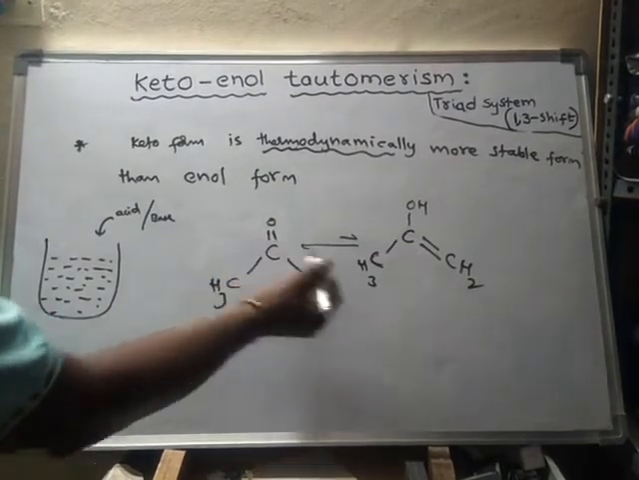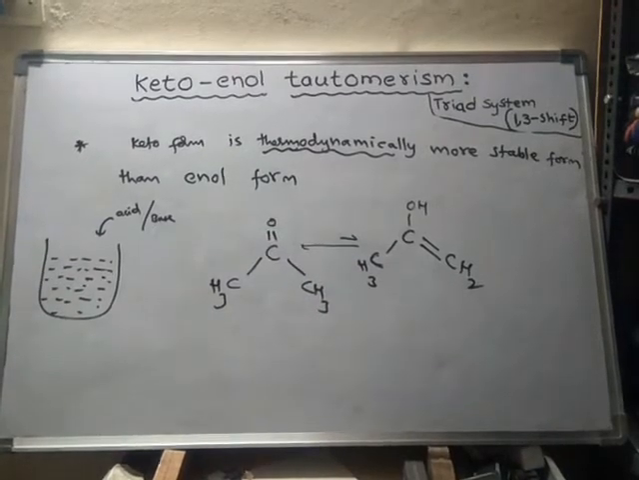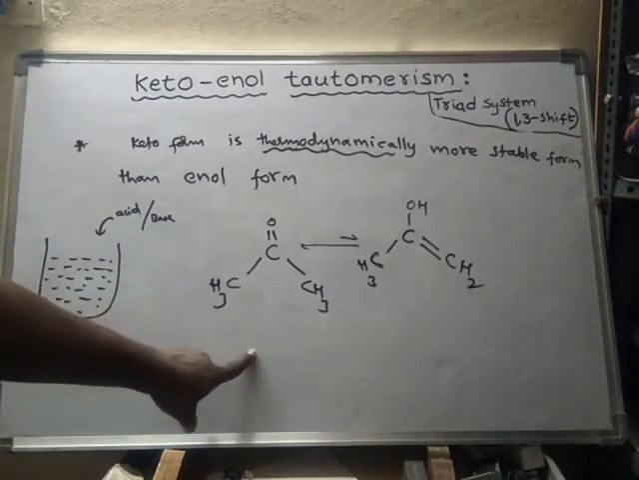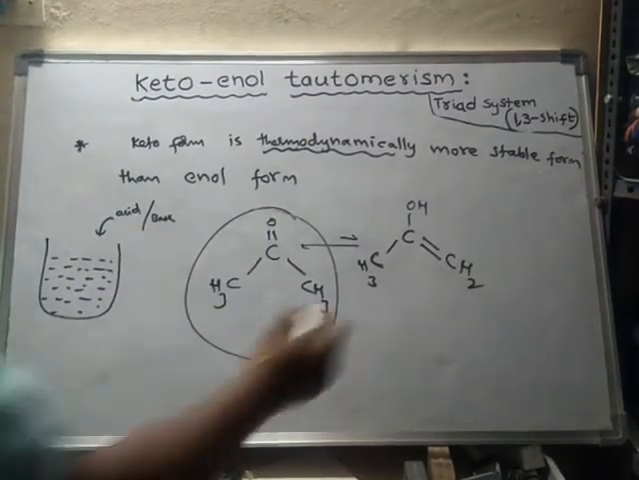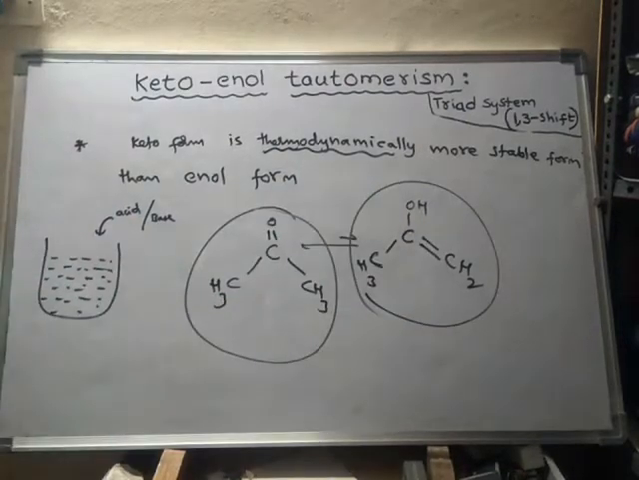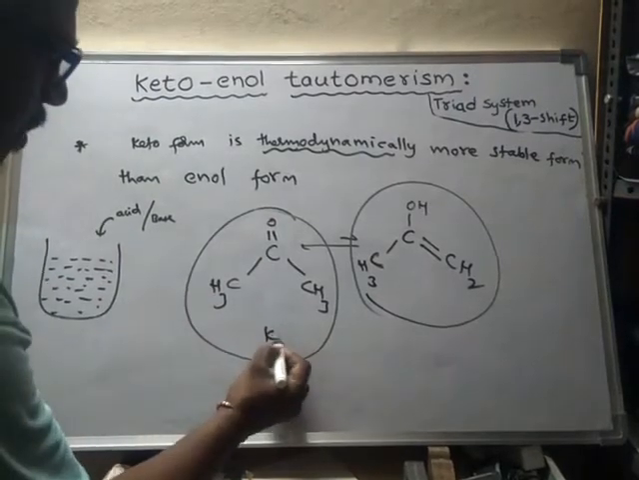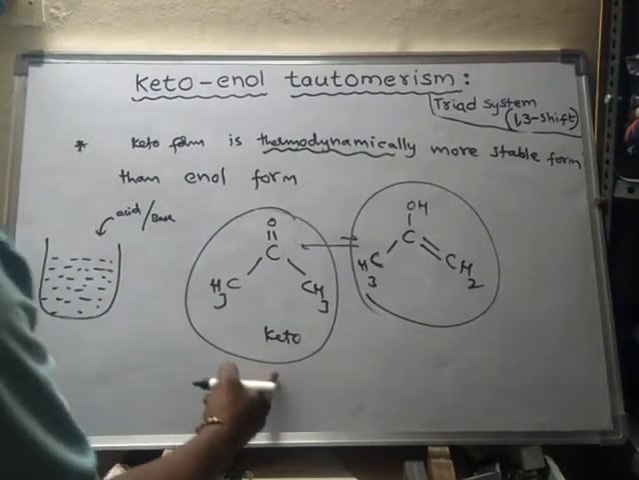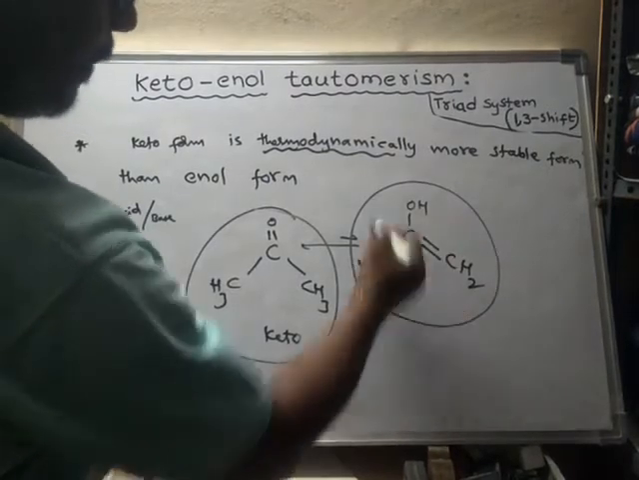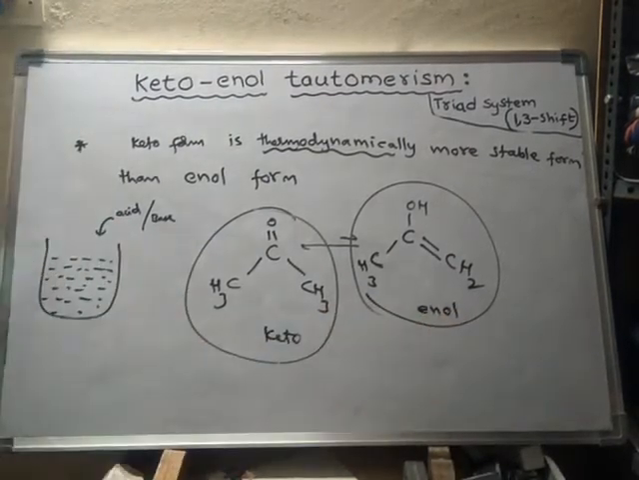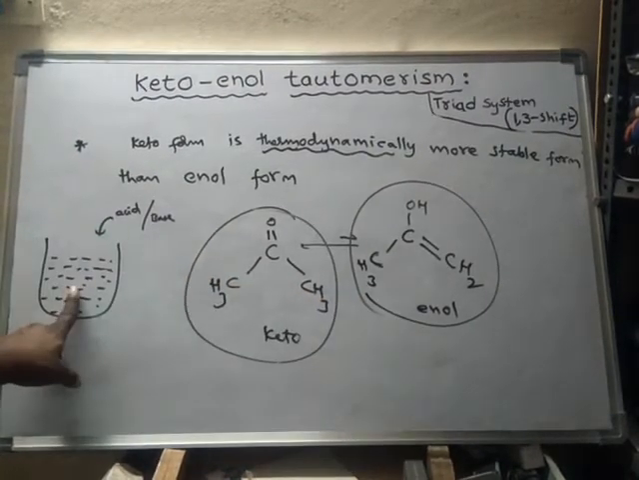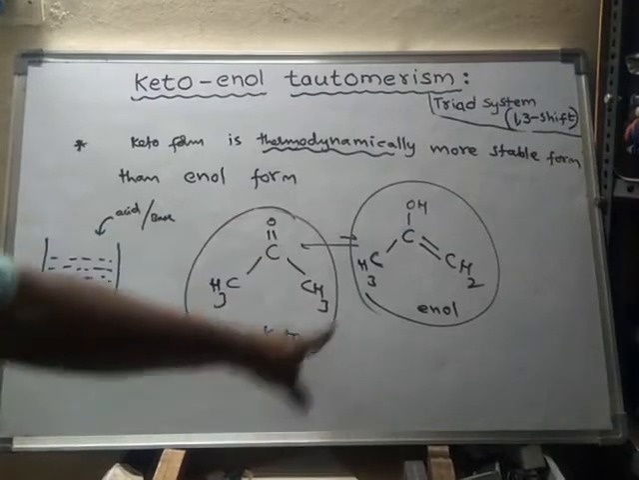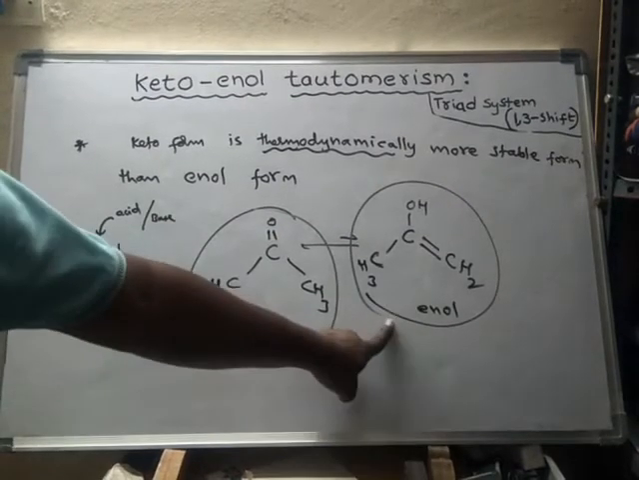So that is why the arrow marks are shown in different ways. Look here in this liquid. The percentage of this one is more when compared to the percentage of this one. The percentage of the compound in this form, that means the keto form, is more when compared to the percentage of the enol form of the substance. This is the keto form of this substance and this is the enol form of this substance.